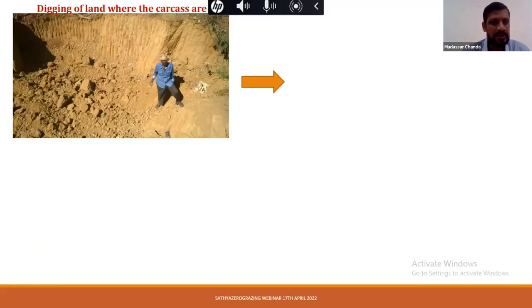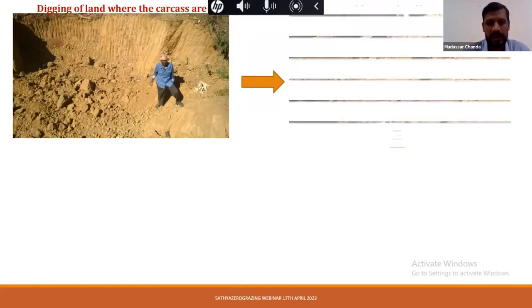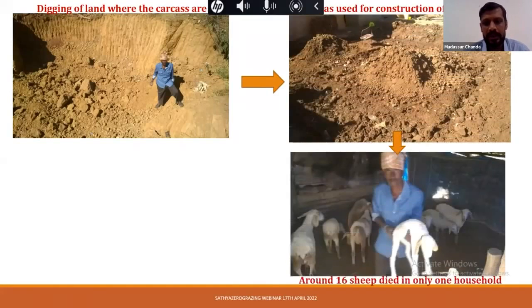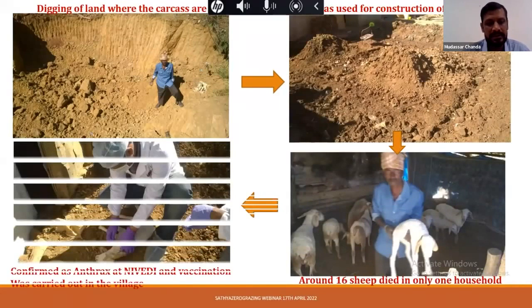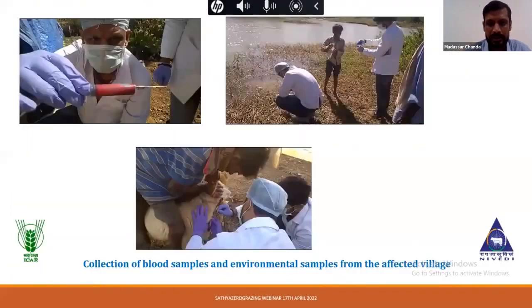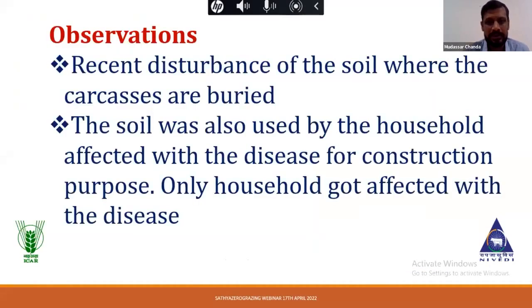This man took soil from this place where the animals were buried, and maybe after 2-3 years, there is no sign of any animal carcass there. But he took that soil and brought it to his place where he was constructing his house. And then we found that only in that particular household, the sheep were dying. No other households were affected. Then we confirmed by collecting samples, and vaccination was carried out to contain the outbreak. So this is why we need to collect the history, right? And the observation was recent disturbance of the soil where carcasses are buried.